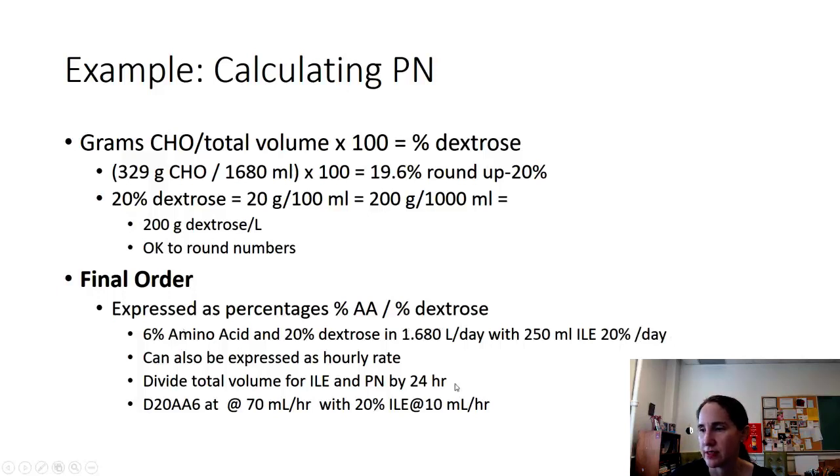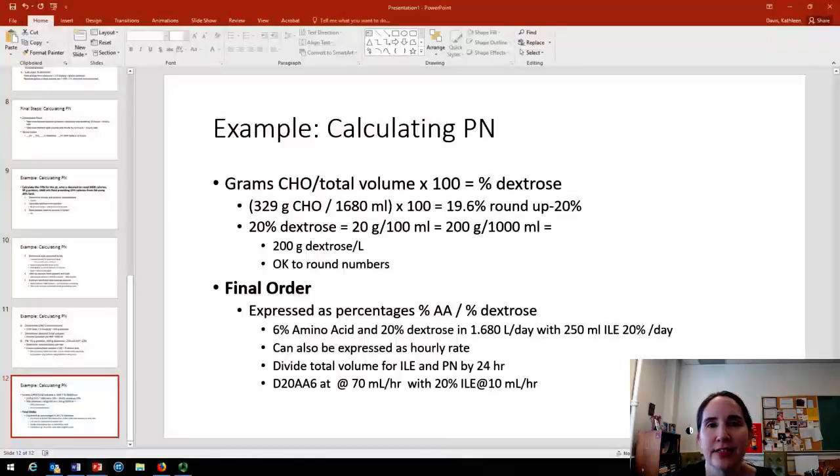And you can also express that as an hourly rate. So you could write D20, 6% amino acid at 70 mLs per hour with 20% intralipids at 10 mLs per hour. And that is all we have to say today about that.